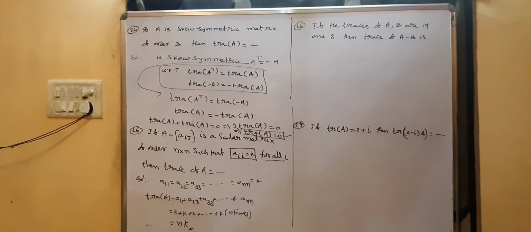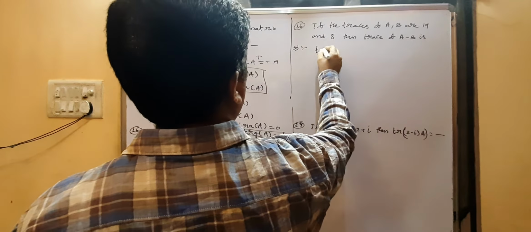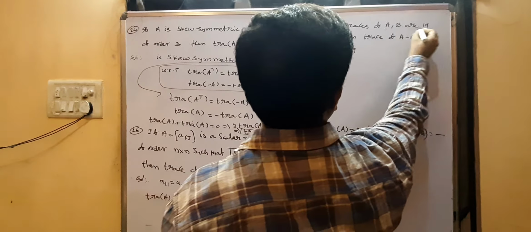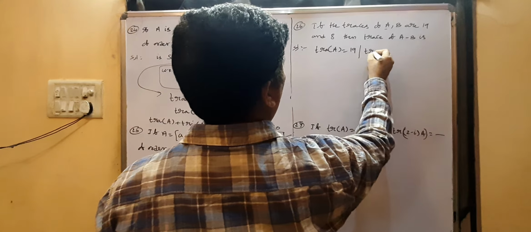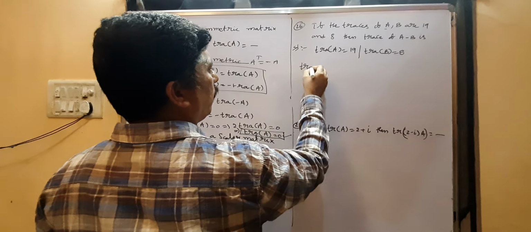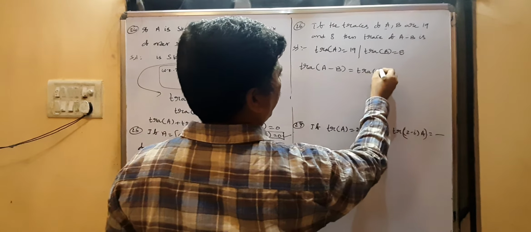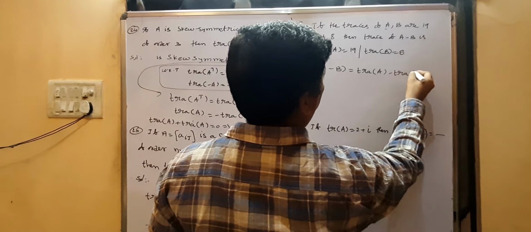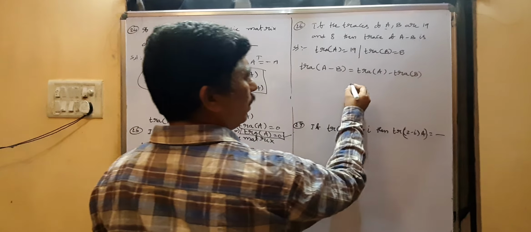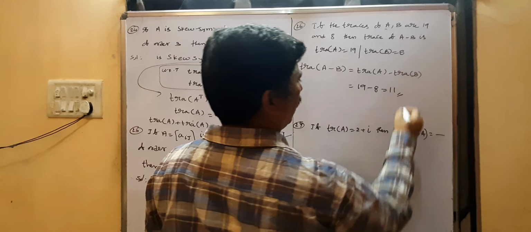Coming to next, 26th question. Trace of A is given as 19, and trace of B is given as 8. Trace of A minus B is trace of A minus trace of B. That is 19 minus 8, which equals 11. That is the answer.